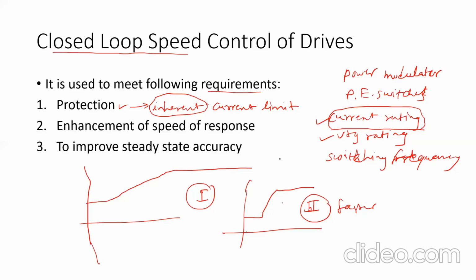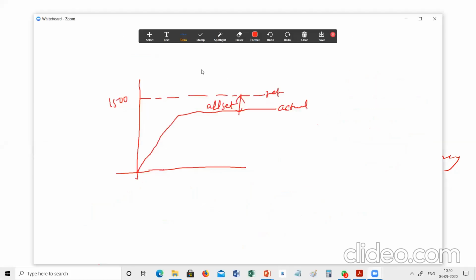So to obtain a required speed, we have to use closed loop speed control. And third is to improve steady state accuracy. Steady state accuracy means what? The drive must operate in equilibrium at every stage. That I will also show on the whiteboard.